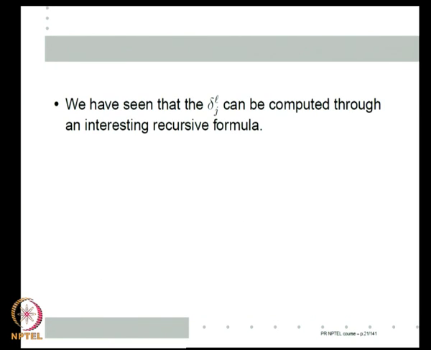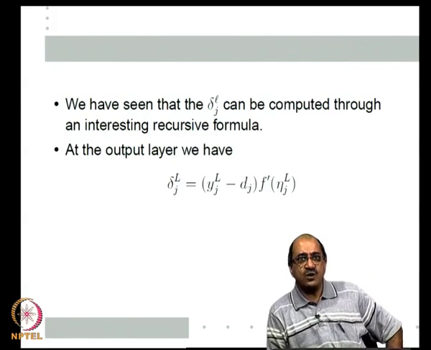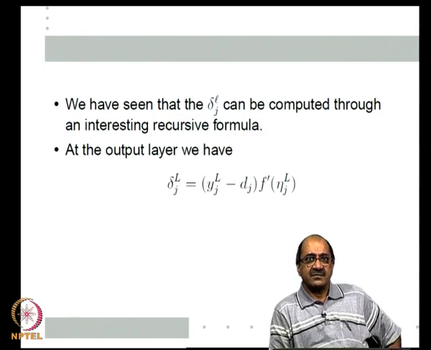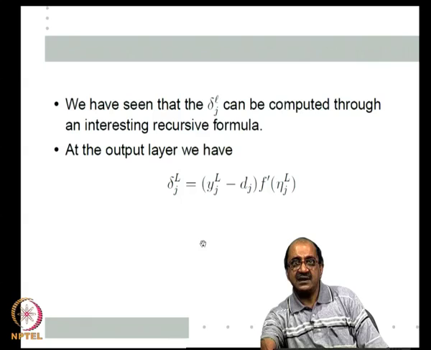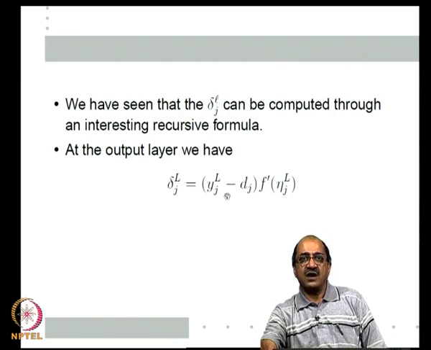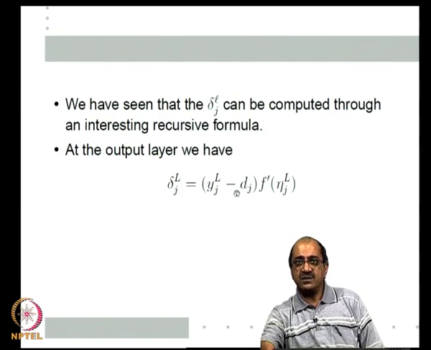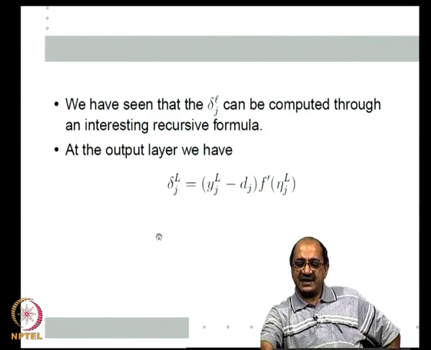We have seen that delta JL can be computed through an interesting recursive formula. Let me first put down the recursive formula. We showed that for the final layer, delta JL is simply YJL minus DJ, times F prime of njl. YJL is the output of the jth node in the final layer, DJ is the corresponding desired output. This is the actual error, times F prime of njl. This happens to be delta JL by explicitly calculating that partial derivative.